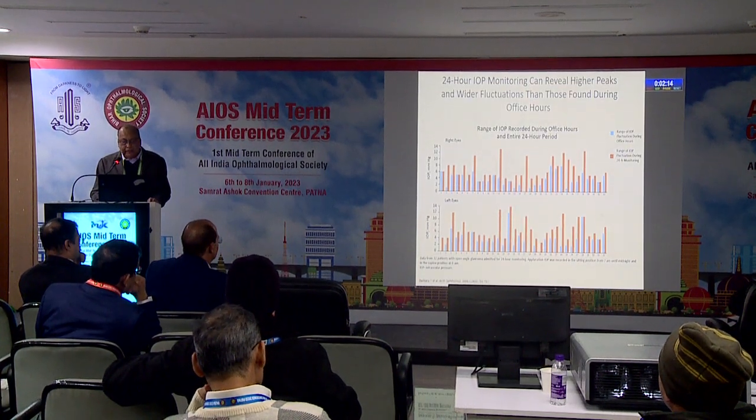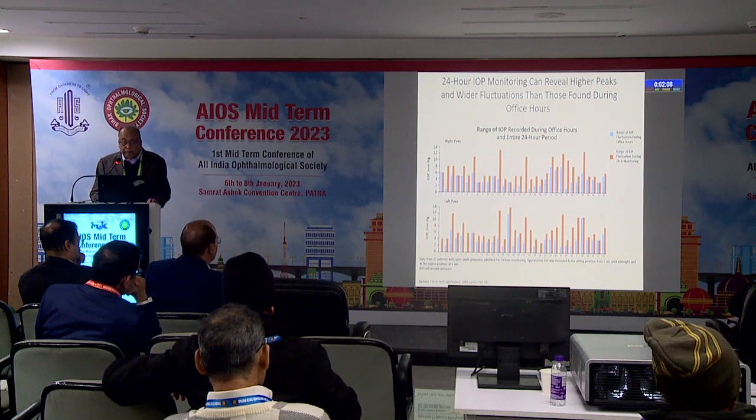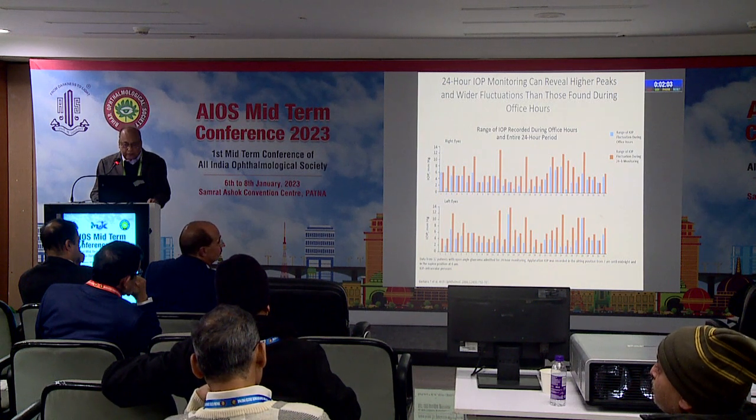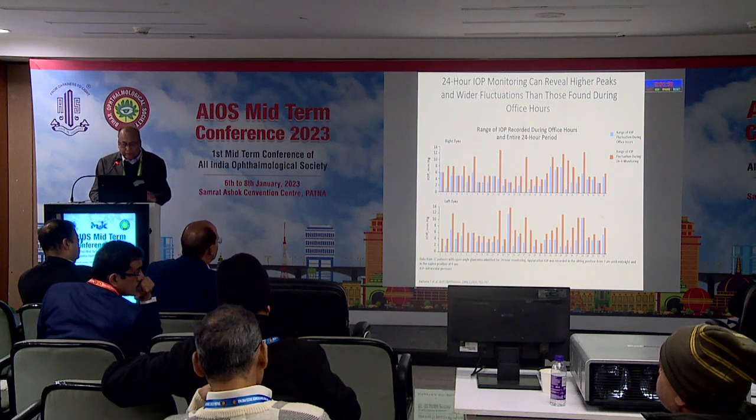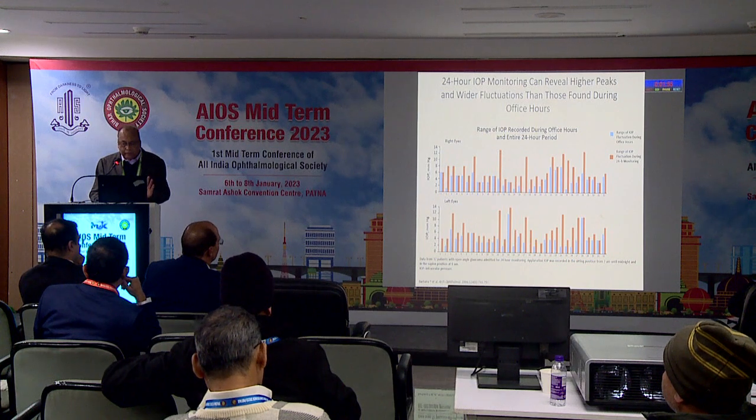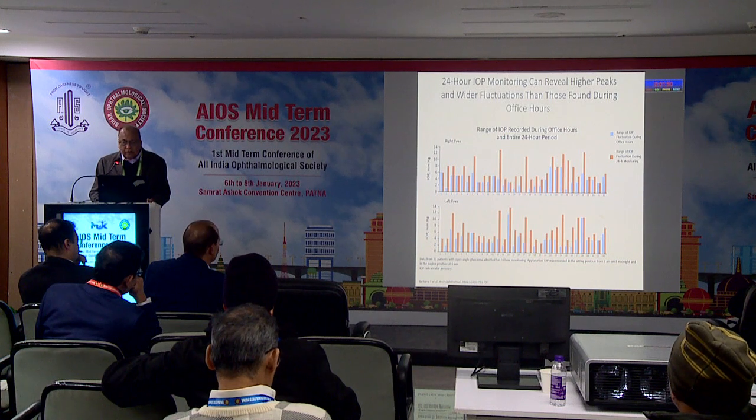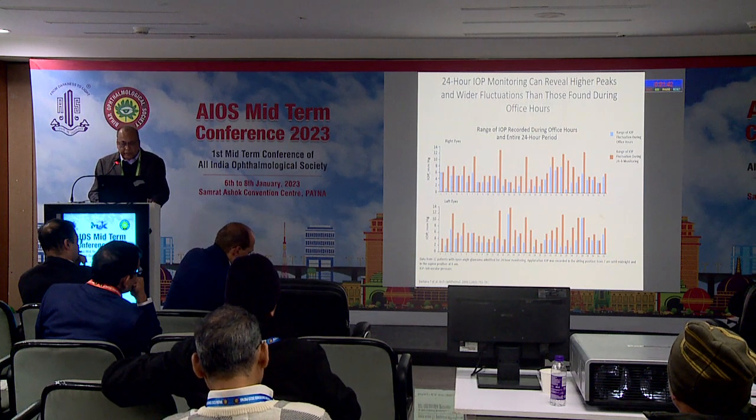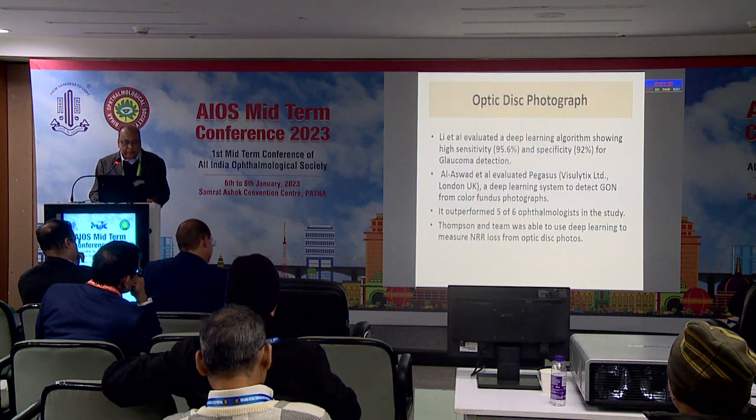Why this was relevant is that when we see the office intraocular pressure reading fluctuation and the 24-hour fluctuation, we find that the office-time intraocular pressure fluctuation, the blue line, is not only marginally but substantially lower than the fluctuation we get in the 24-hour period. So what can be done with artificial intelligence is that we can pick up 2 points, and with a large pool of data that can be compared, we can find out what kind of fluctuation the eye can have in 24 hours.